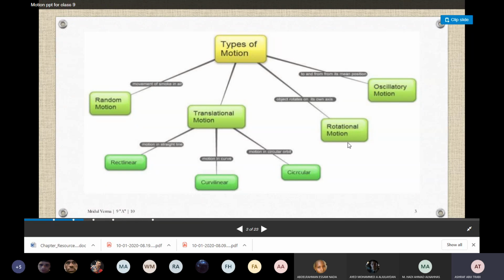One of you can ask me, what is the difference between rotational and circular? Circular is forming a circle. I will give you some examples now. But rotational is rotating around an axis. When we talk about an axis, do you know what an axis is?